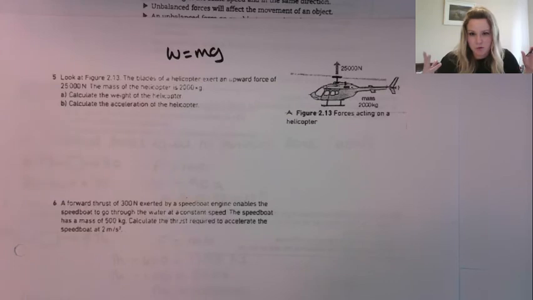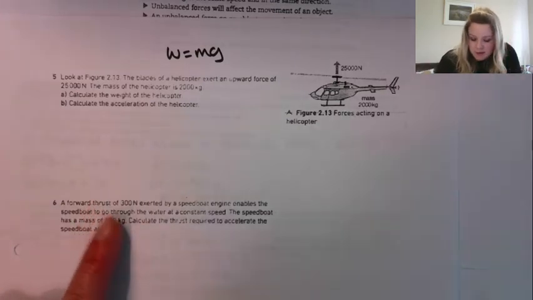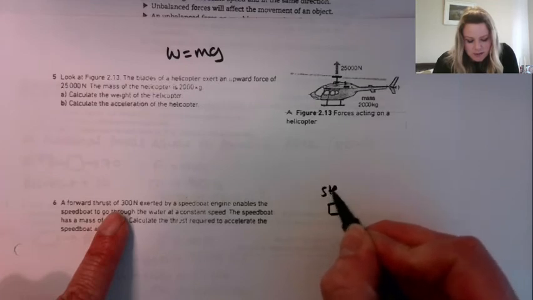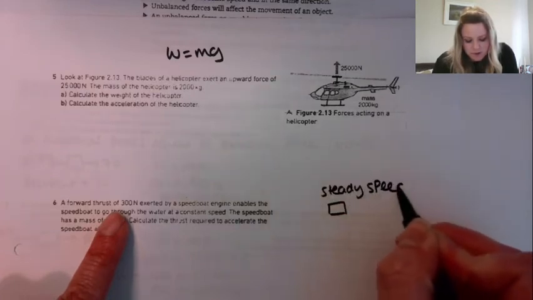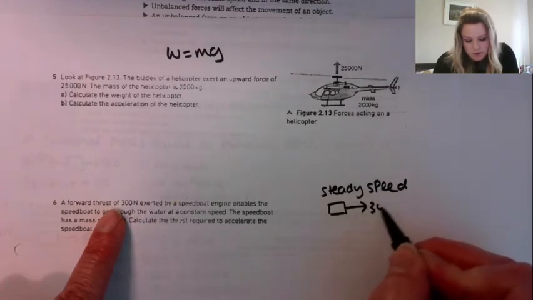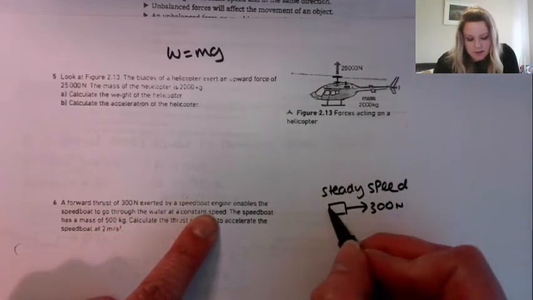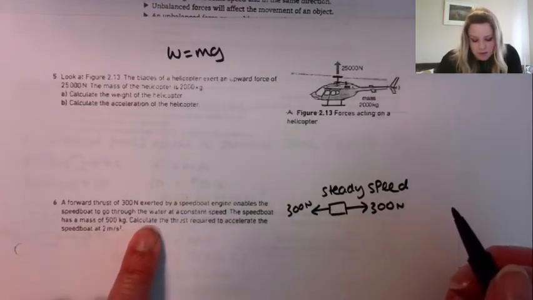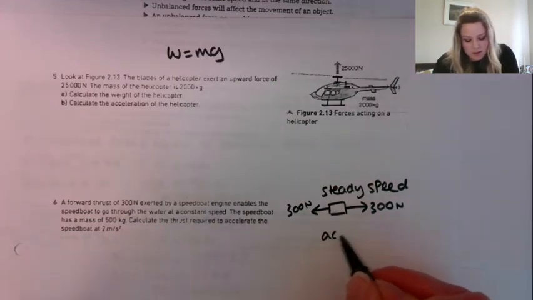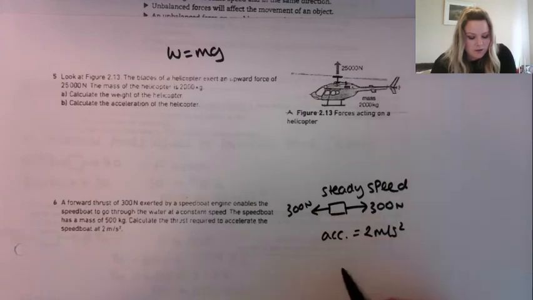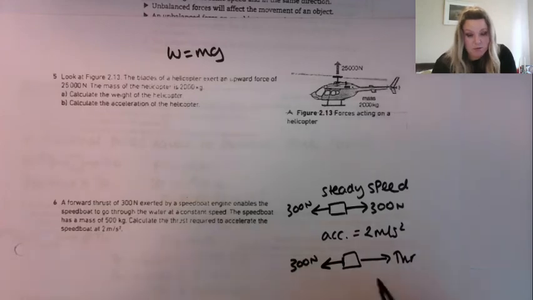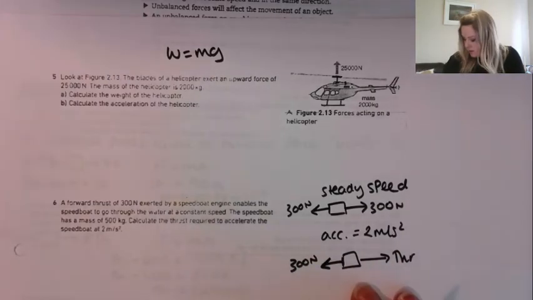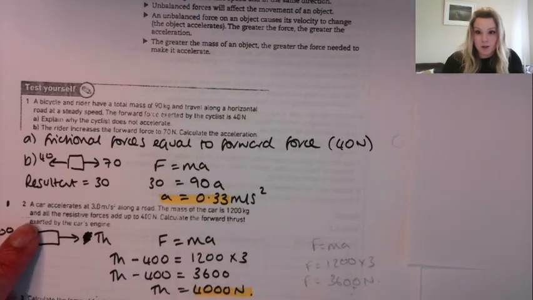Okay. Right, 6 is one of these ones where they tell you about a constant speed so that you can get the frictional forces acting. Okay, so I'll give you a wee hint for it. So whenever it's going at a steady speed, a forward thrust of 300 newtons enables it to go through water at a constant speed. That means the frictional forces are 300 newtons. The speedboat has a mass of 500. Calculate the thrust required to accelerate. So now it's accelerating at 2. So the thrust is what we need, and the frictional forces will be 300. So that is going to be very like question 2 from yesterday's work. Okay, there's your hint for that.